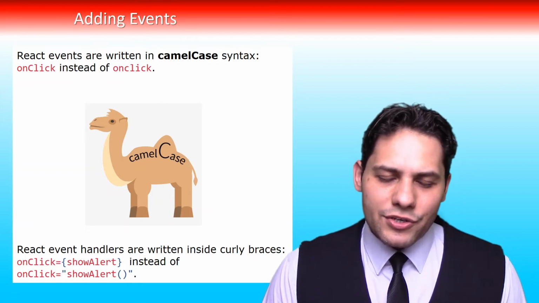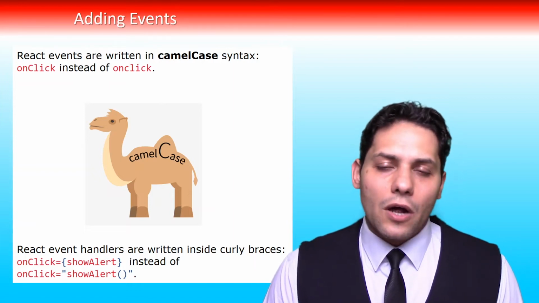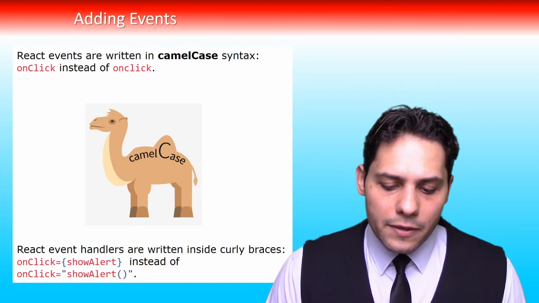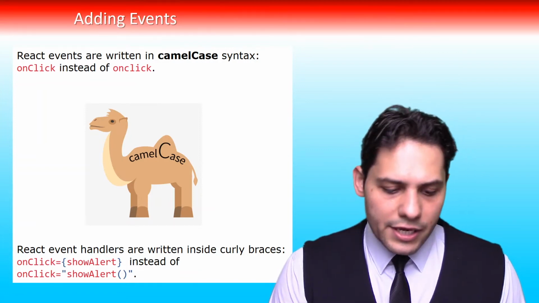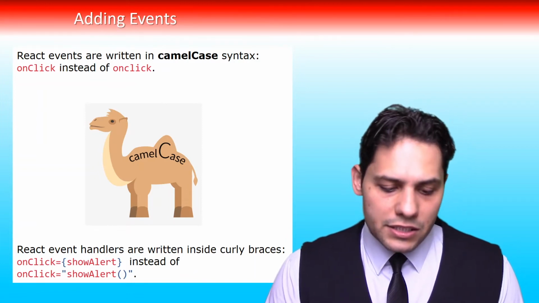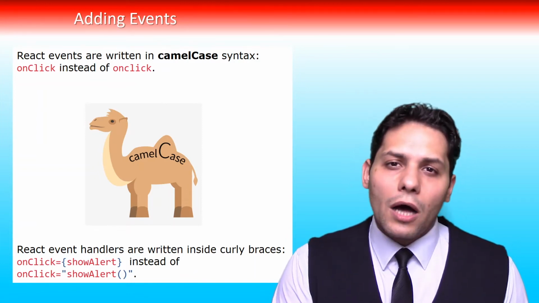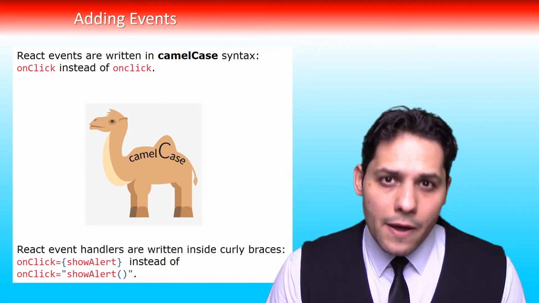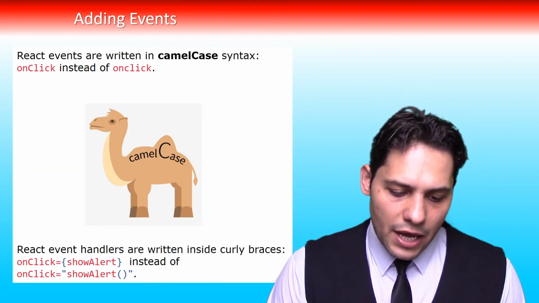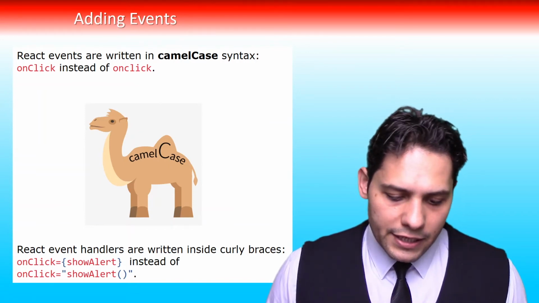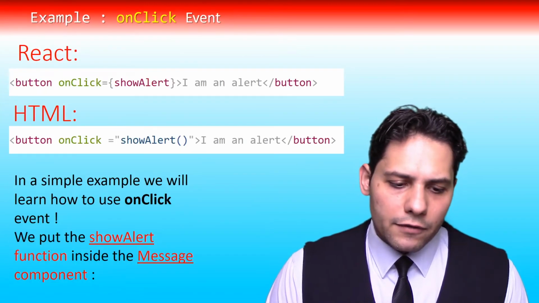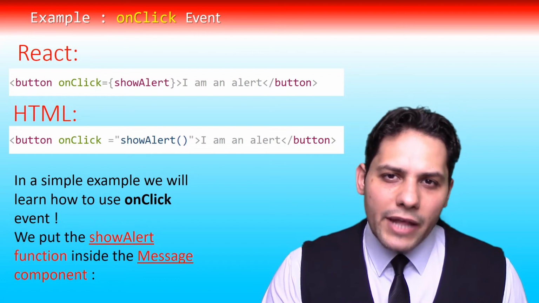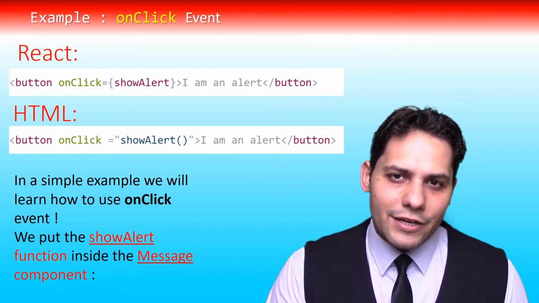Also, we should pay attention that React event handlers are written inside curly braces. We have an event, for example, onClick, and our handler is showAlert. showAlert should be inside curly braces, not inside double quotation marks and with parentheses. Okay? Yes, here we are going to compare React coding with HTML coding.